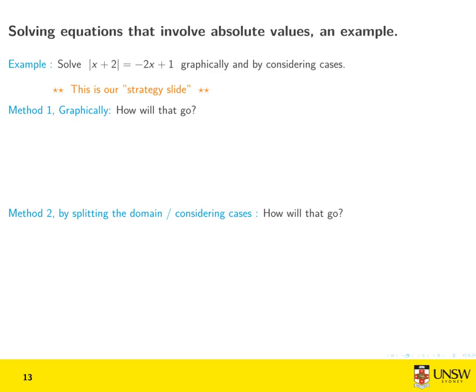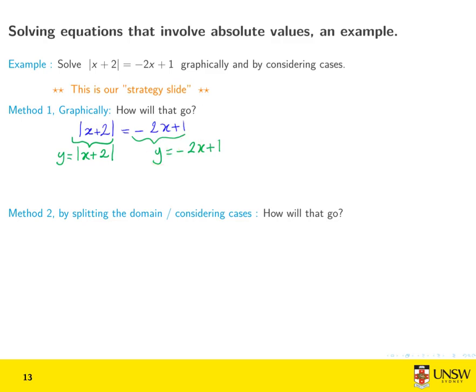So the first one tells us that we could use a graph or graphs to be able to solve. Do you see how we could do this? We first want to solve this equation graphically. What we could do is sketch the graph of y equals the absolute value of x plus 2, and sketch on the same diagram the graph of y equals negative 2x plus 1. So we want these two y's to be equal, and the two x's will be equal too.